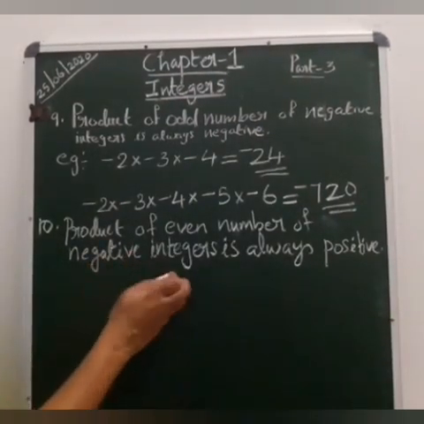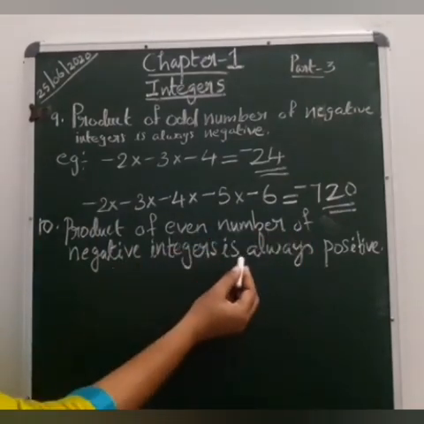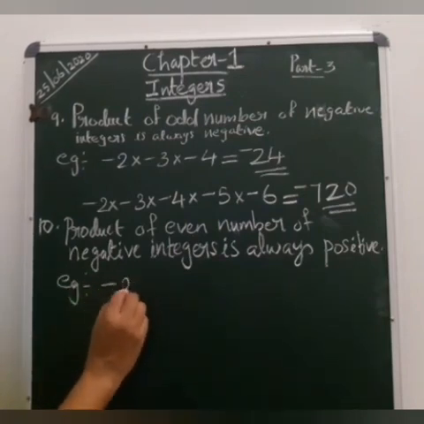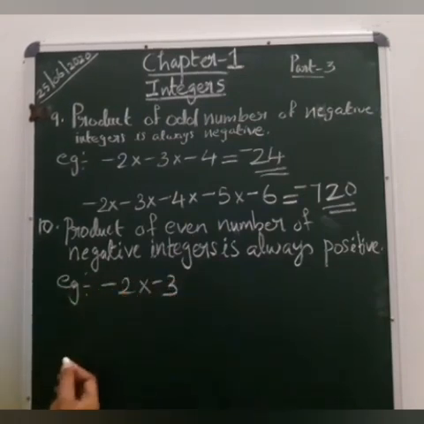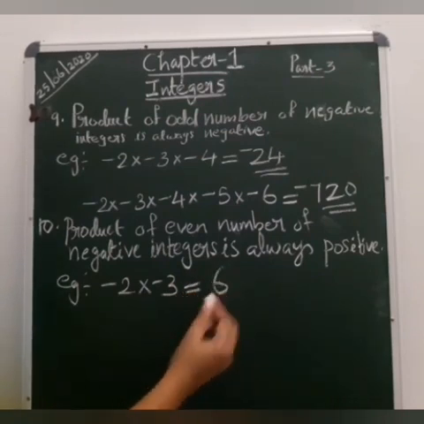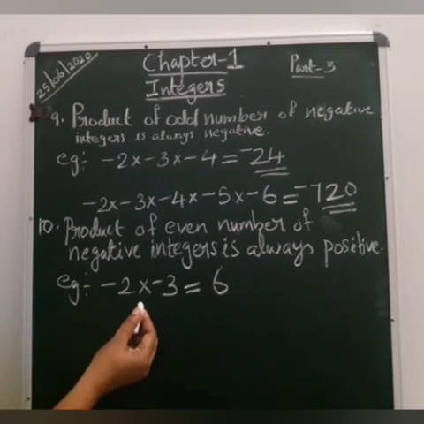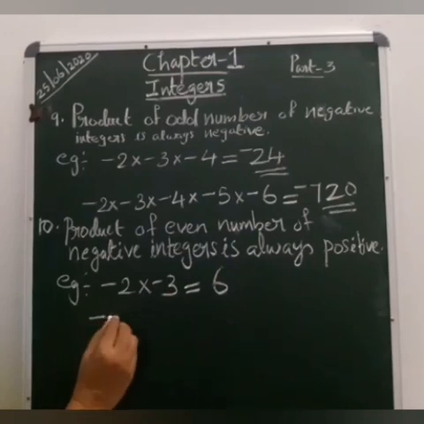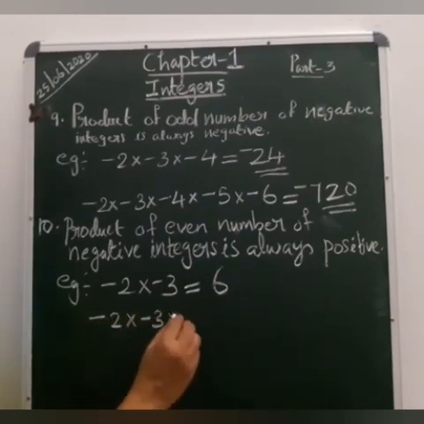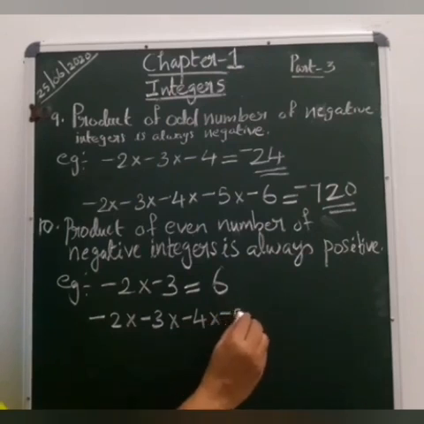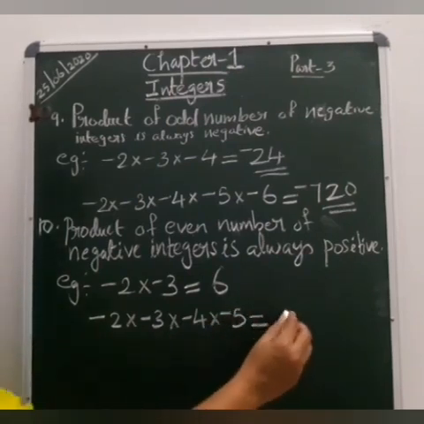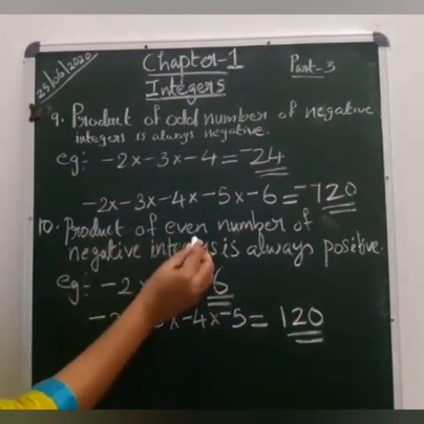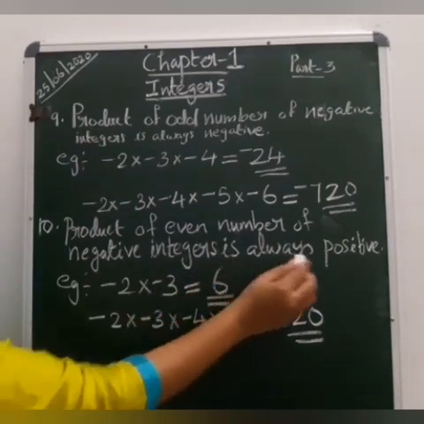Next, product of even number of negative integers is always positive. Do one example. Minus 2 into minus 3 is equal to plus 6. Only two integers and even number of integers, its product is equal to 6. Now take another example with 4 negative integers. Its product is equal to plus 120. So, product of even number of negative integers is always positive.